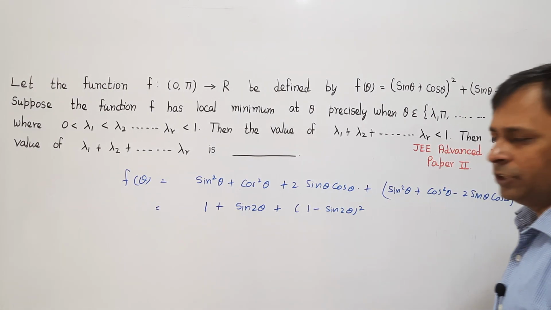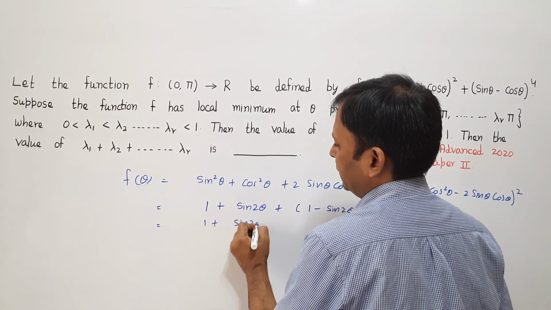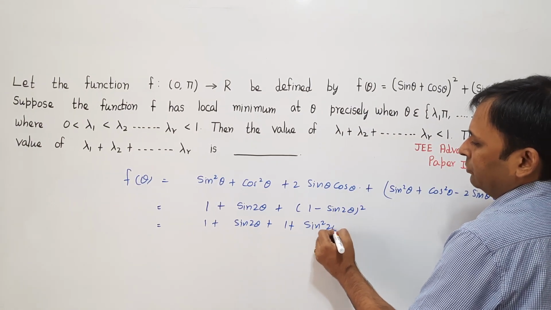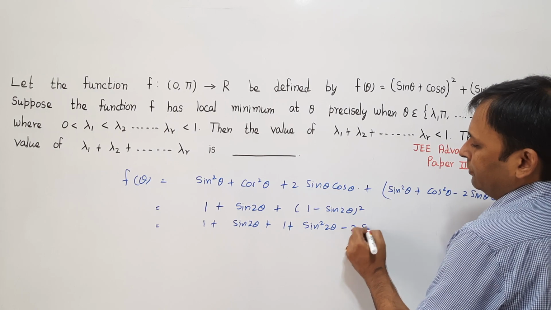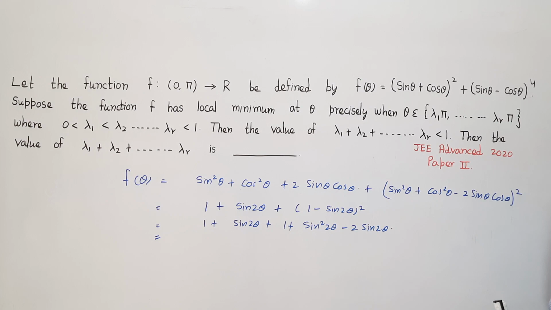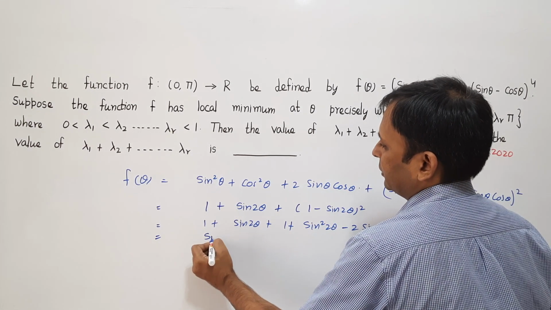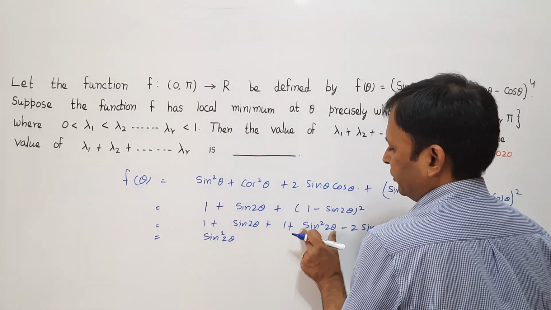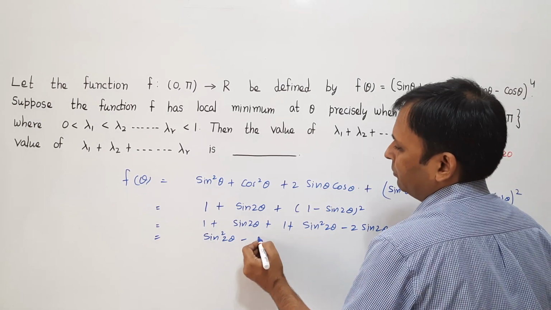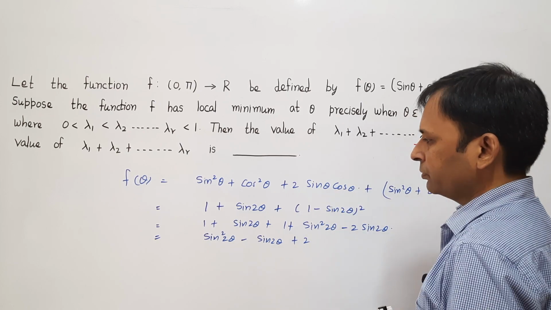Again I will apply the (a minus b) whole square formula, as simple as that. So this gives me 1 plus sin of 2 theta plus 1 plus sin square 2 theta minus 2 times sin 2 theta. Now you can see that this expression becomes quadratic in terms of sin 2 theta. So I will write it as sin square 2 theta, minus 2 sin 2 theta plus sin 2 theta gives me minus sin 2 theta, and 1 plus 1 becomes equal to 2.